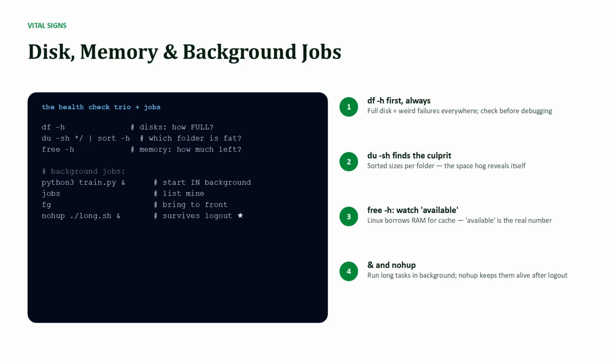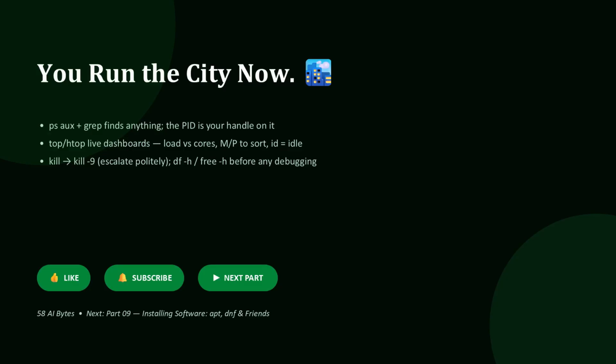For long-running work, put an ampersand after a command to run it in the background. jobs lists them. fg brings one forward. And nohup makes a job survive you logging out. Essential for kicking off a long task on a server and going home. That's real sysadmin life. Part 8 done.